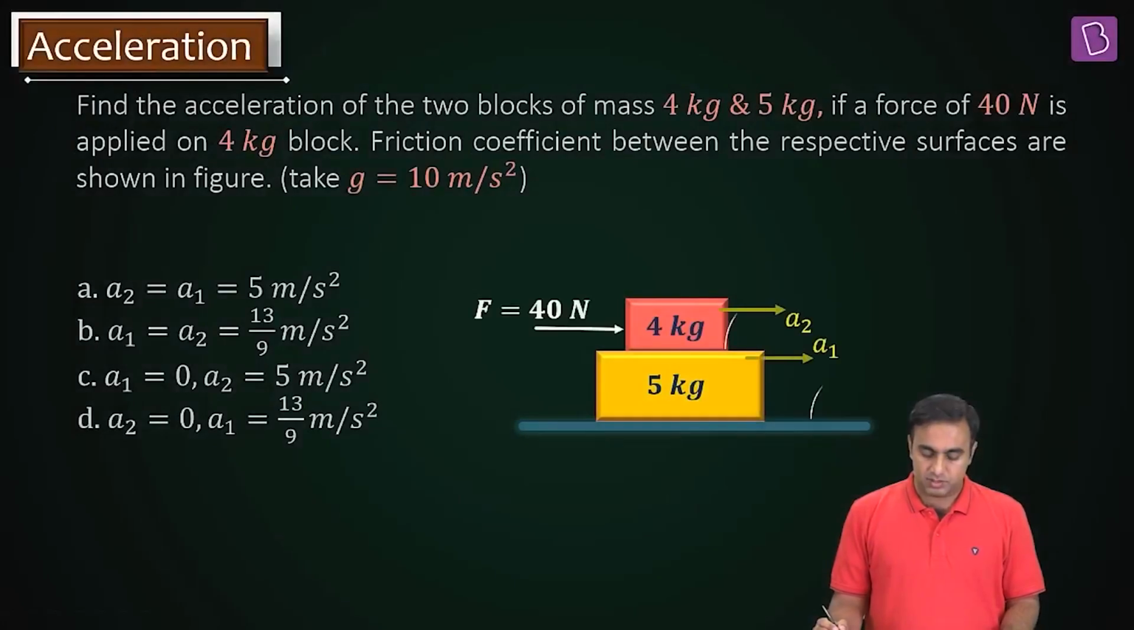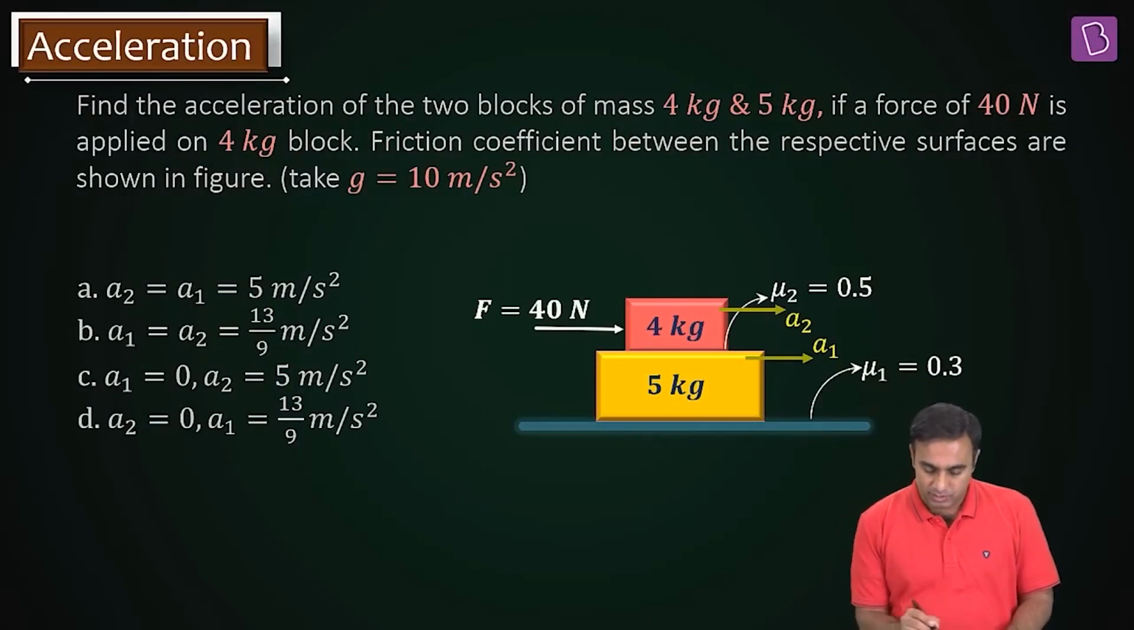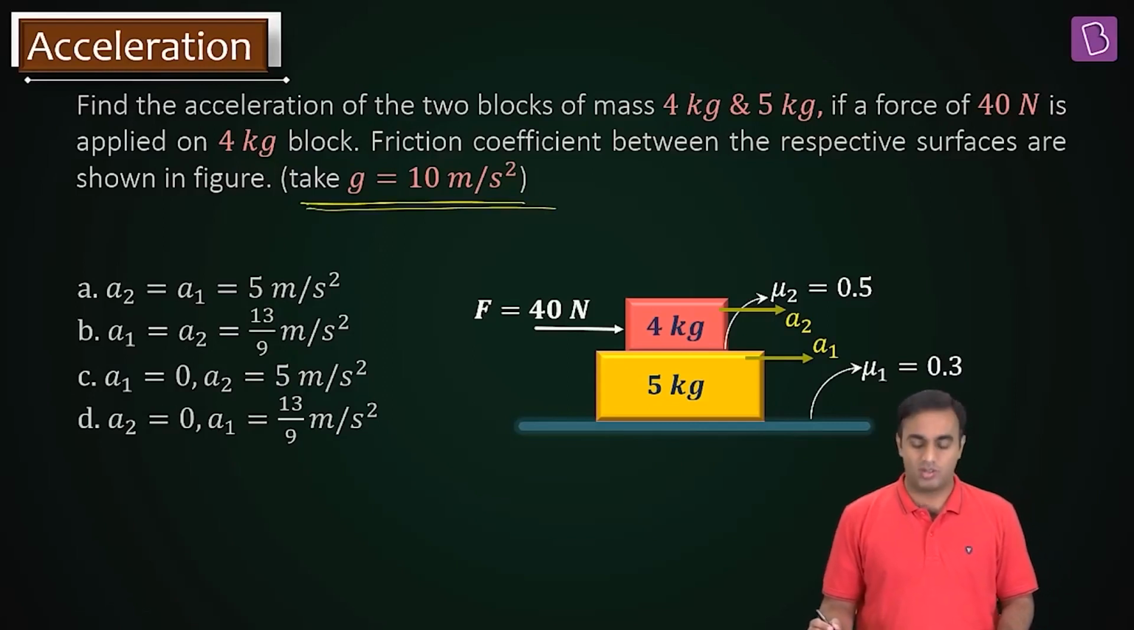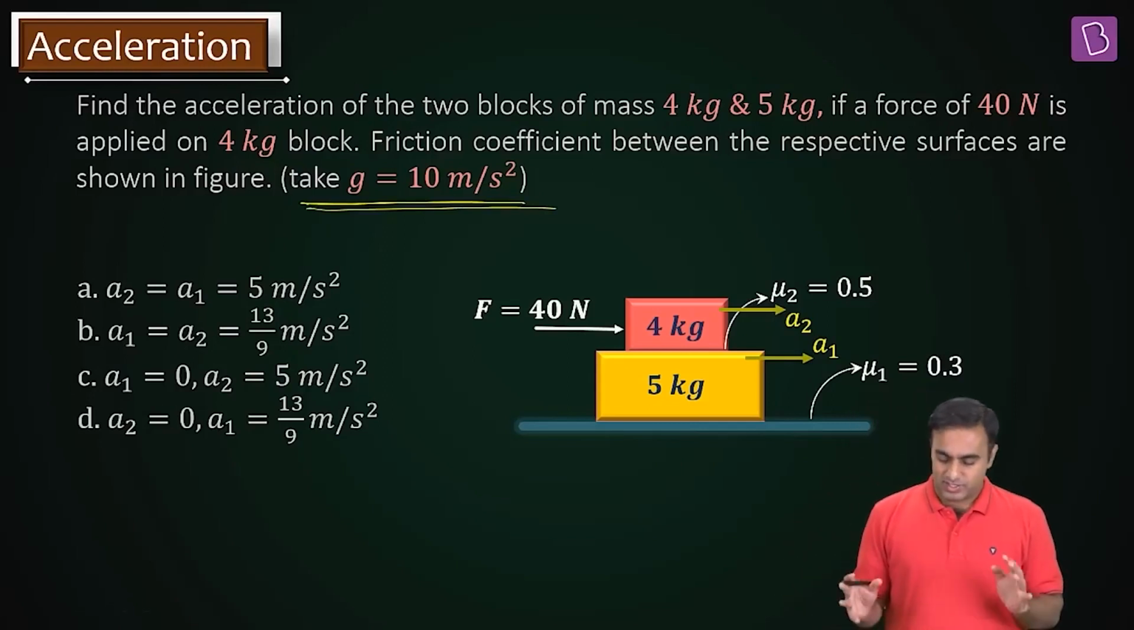Find the acceleration of the two blocks of mass 4 kg and 5 kg if a force of 40 Newton is applied on the 4 kg block. Friction coefficients between the respective surfaces are shown in the figure. You may take acceleration due to gravity to be 10 meter per second square. All right. What's the data?